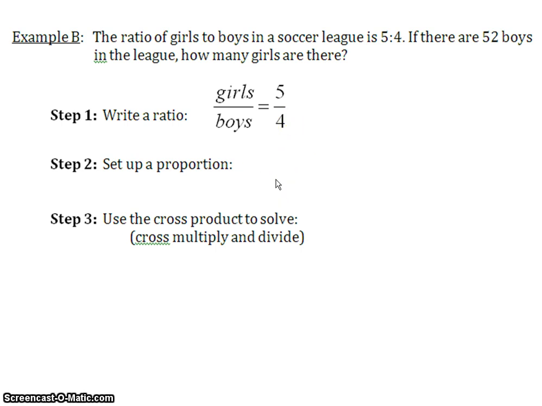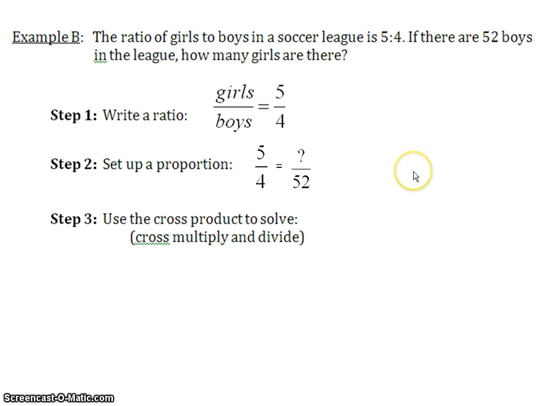We're going to use the initial ratio that we're given, 5:4, and we're going to set up a proportion using 52. Now, 52 is the number of boys, so we have to set that straight across from the number of boys in this ratio, which would be 4, because boys is represented by the number 4. So we're going to set that up equal to a ratio of how many girls to 52 boys.